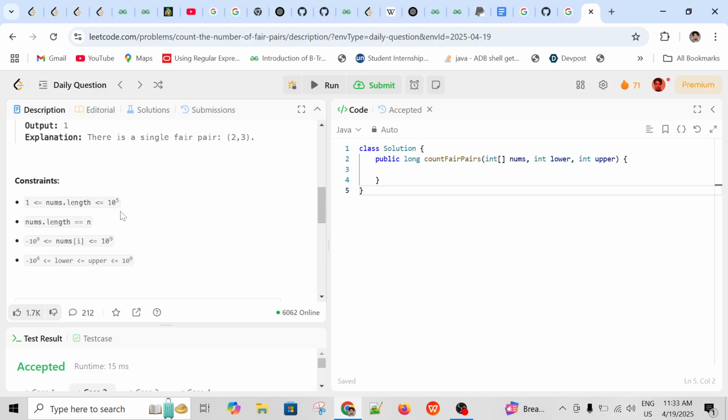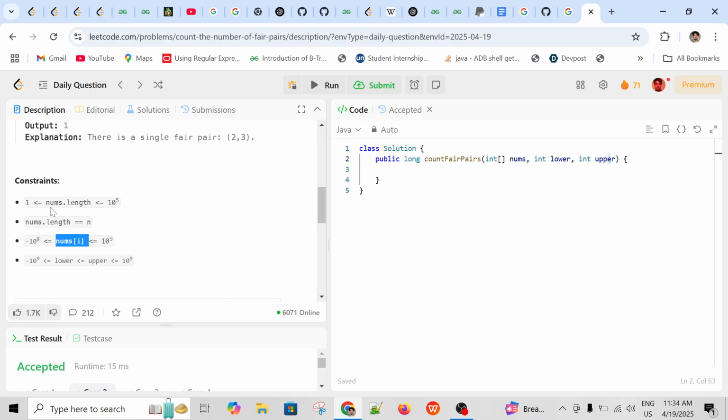The constraint is from 1 to 10 raised to the power 5 for the length n of the nums array, and the numbers differ from minus 10 raised to the power 9 to 10 raised to the power 9. And similarly for the lower and upper variables that might be given in the problem. You can also see that you are given an array nums and lower and upper. So these are the ranges of lower and upper, and this is for nums[i].